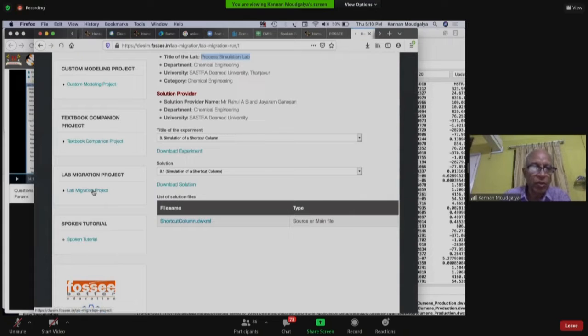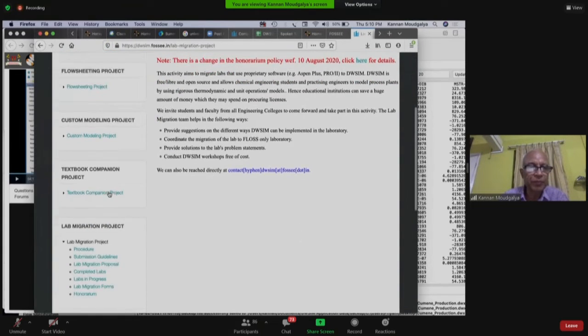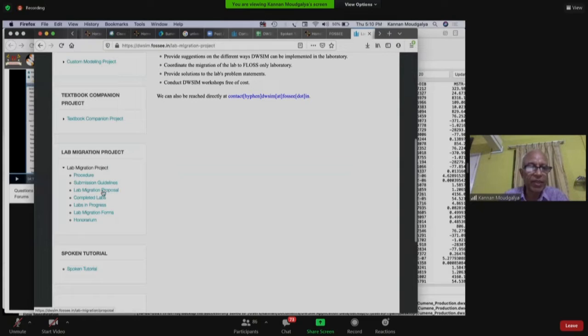Here also you have the whole thing. You have submission guidelines, lab migration proposal, completed labs, labs in progress, lab migration forms, and Honorium. Only thing is, as I mentioned, at present we are not in the position to give Honorium because we didn't get funding at all for the entire year.